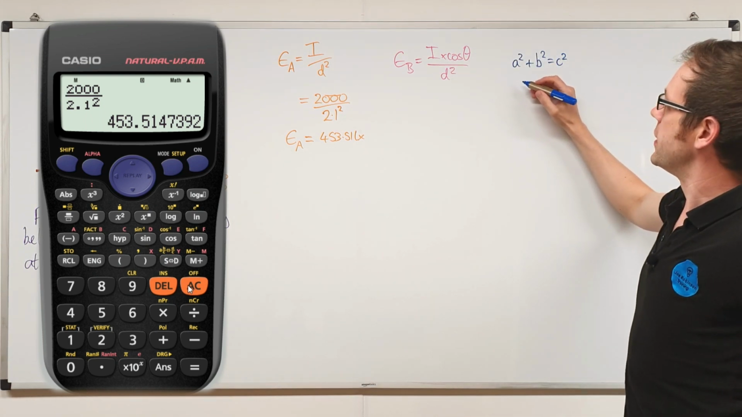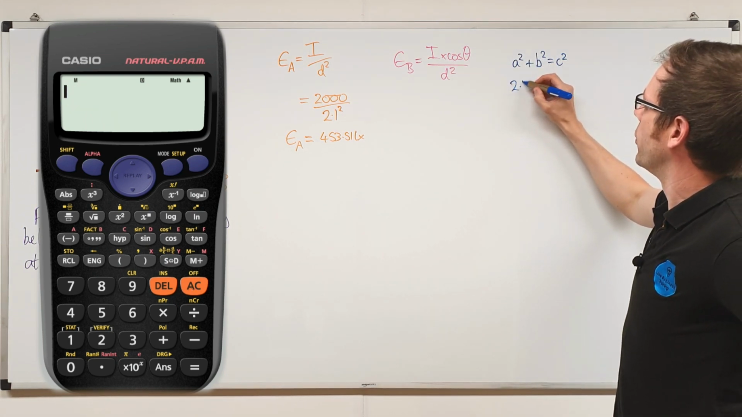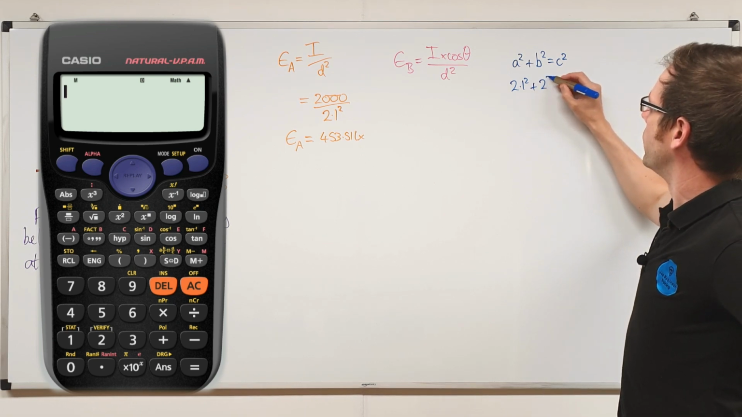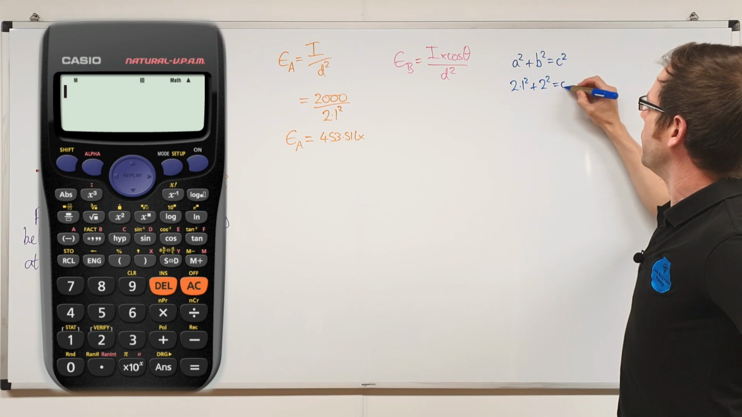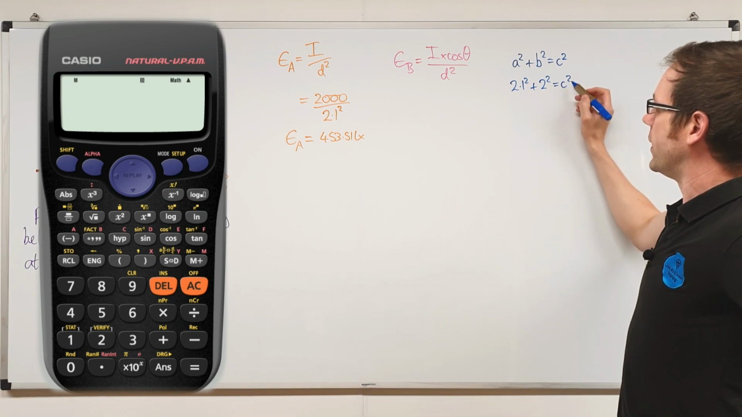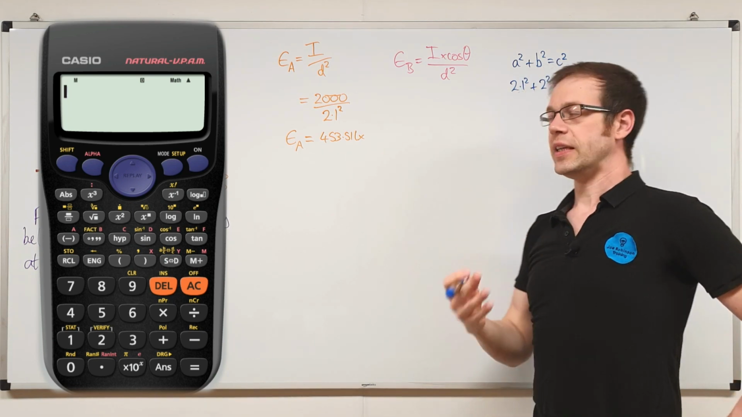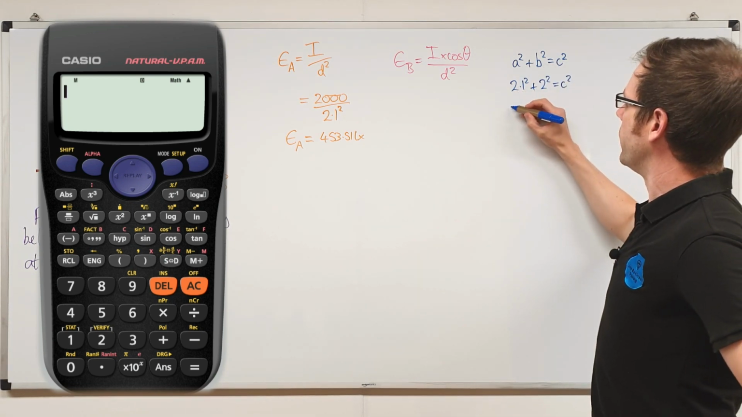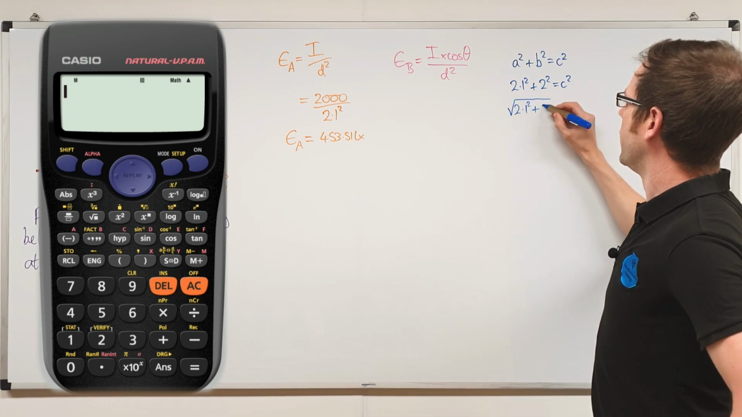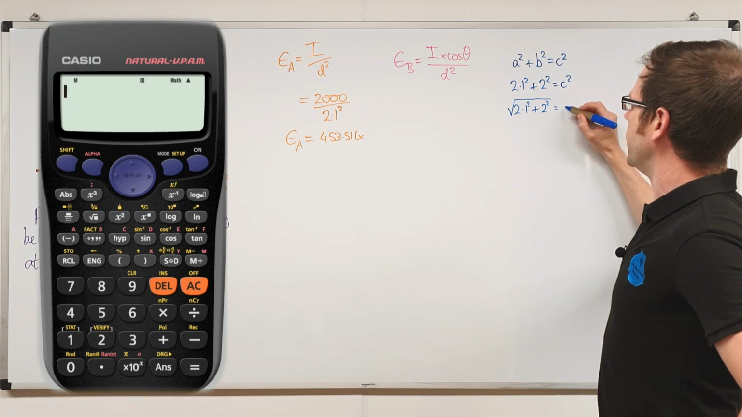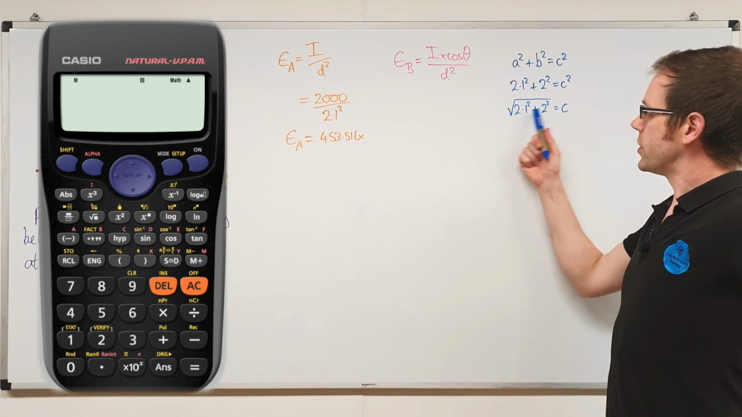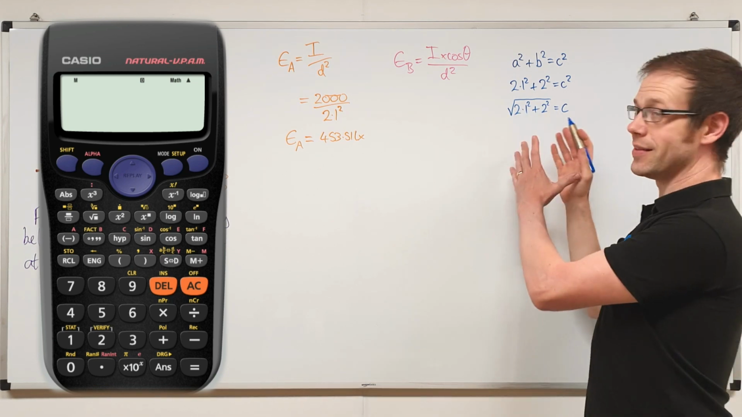So we're going to put the numbers in here. A is 2.1 squared plus B, which is 2 squared, is equal to C squared. Of course, we're not actually interested in finding what C squared is. We're interested in finding out what C itself is. So in order to do that, we would square root both sides. So the square root of 2.1 squared plus 2 squared will be equal to our value for C. We can just stick this straight into the calculator exactly as it's laid out here.